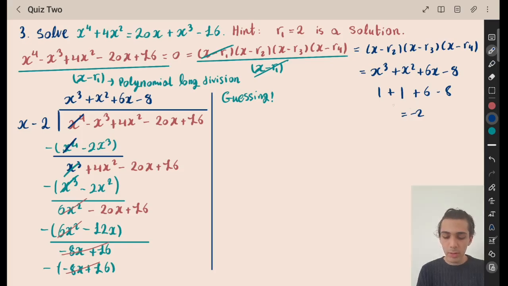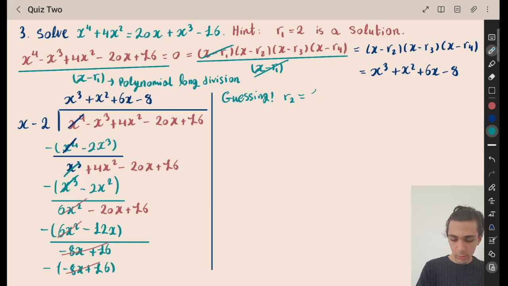But what if I put 1? Then it's 1 plus 1 plus 6. No, it's actually -6 minus 8. So -1 is very far. Do not try -1. I know how to do arithmetic. This is just a small mistake. And for this case, we have 1 plus 1 plus 6 minus 8, which is 0. So 1 is a root. So let's call it R2, is a root.